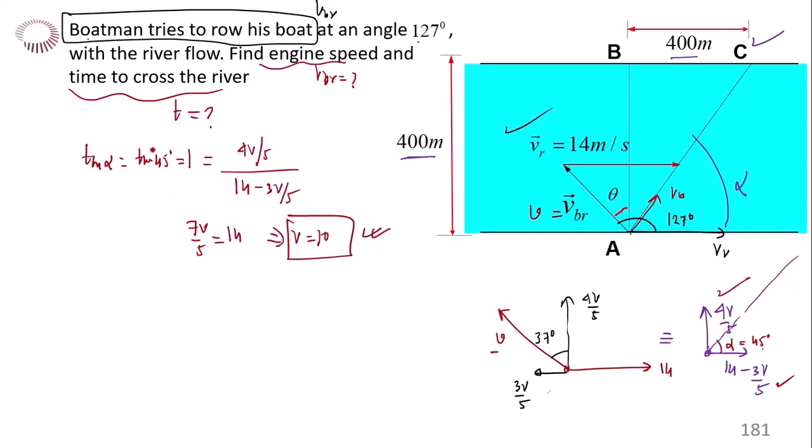So now the next question is time to cross the river. The river is crossed by the component 4v by 5. So T should be equal to D divided by 4v by 5. 4 into 10 by 5 means 8. Now what is D? D is 400 meters, so 400 by 8 is 50 seconds. After 50 seconds, the boat will cross the river. So this is how you have to deal with this. Understood?